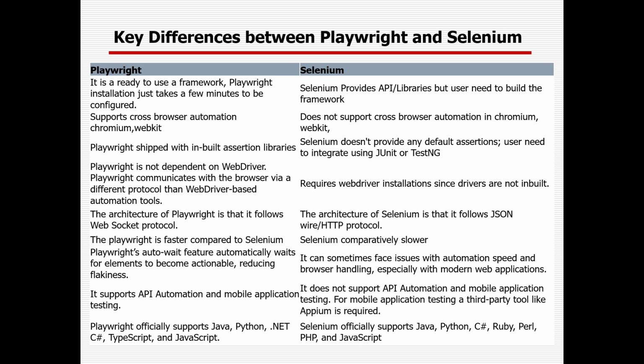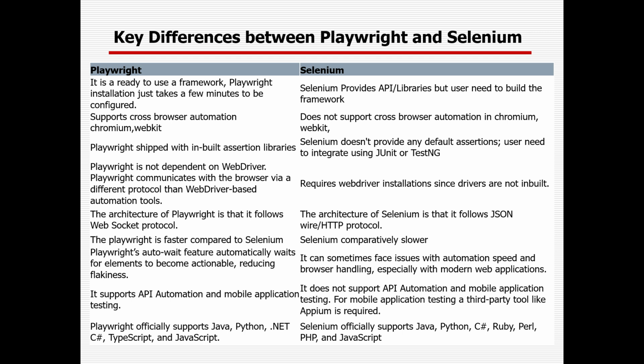Playwright is a ready-to-use framework. Playwright installation takes just a few minutes to configure, whereas Selenium provides an API or library, but the user needs to build the framework from scratch. Playwright supports cross-browser automation for Chromium and WebKit, whereas Selenium does not support cross-browser automation in Chromium and WebKit. Playwright ships with a lot of inbuilt assertion libraries, whereas Selenium does not provide any default assertion. So in case you need to add assertions, you need to take help from the TestNG or JUnit framework.